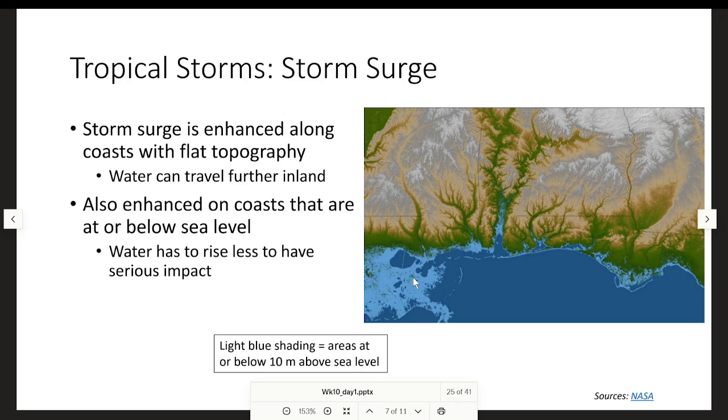Oh, look at this. New Orleans is completely underwater. That's not good. I have a lot of friends that live in Louisiana and this Mississippi area. Is this a storm surge map? The light blue areas are at or below 10 meters above sea level. Okay, leave if you're in this region. Exit, go north. Do not be here if there's a hurricane. Storm surge is enhanced along coasts with flat topography.